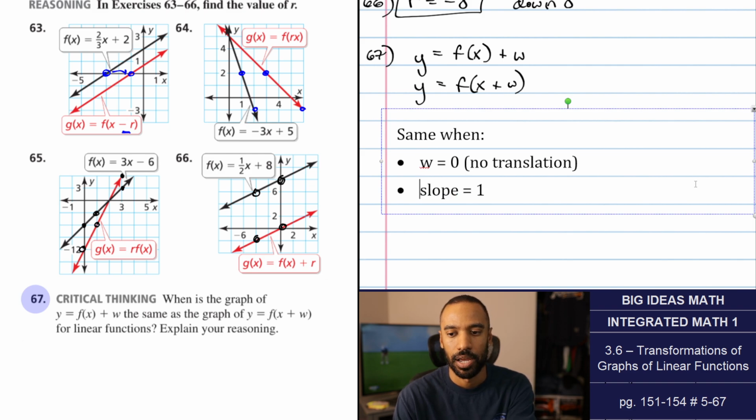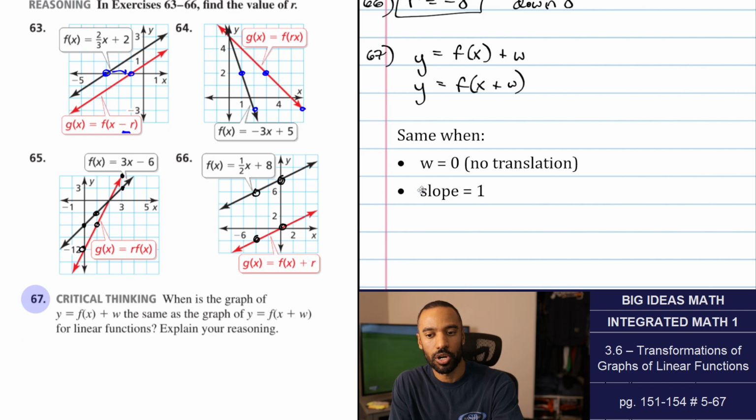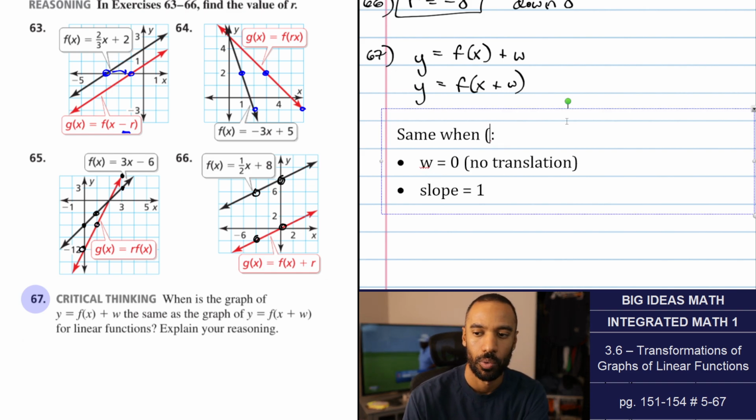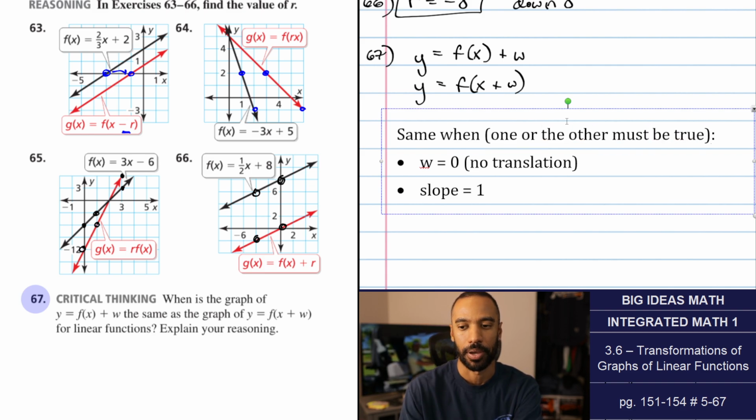No, not and or. I said or. So let's see how I'm saying this. If w is 0, we're good. If the slope's 1, you're also good. I think that's all I need to say. One or the other. There we go. I think that'll work.